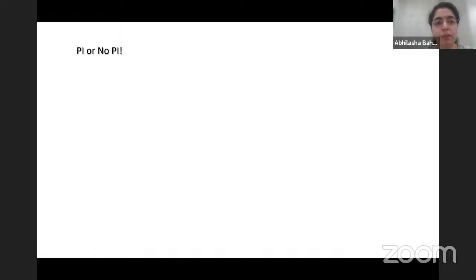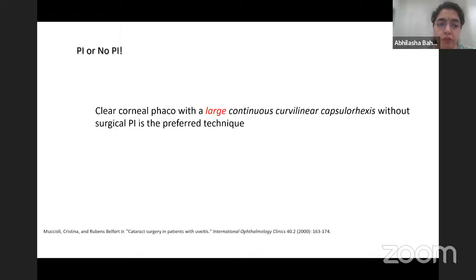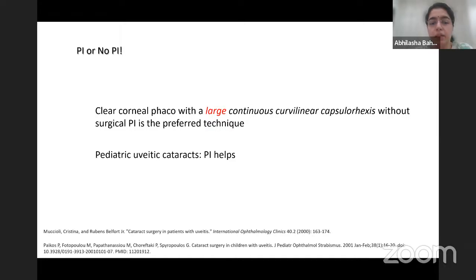Now, there's one more question that is often asked: whether to do a PI or not in a case of uveitic cataract. Clear corneal phaco with a large continuous curvilinear capsulorhexis without surgical PI is the preferred technique. However, you can get posterior synechiae to the capsule if you make a small rhexis. So, if you make a large rhexis, a PI is not needed. In pediatric uveitic cataracts, PI definitely helps because these eyes are at very high risk of postoperative glaucoma.